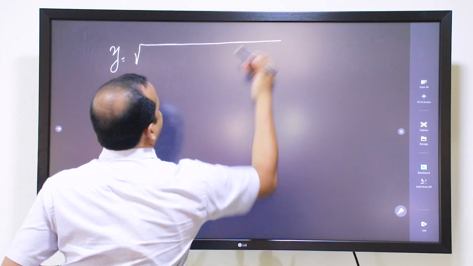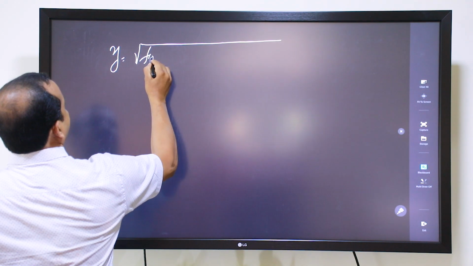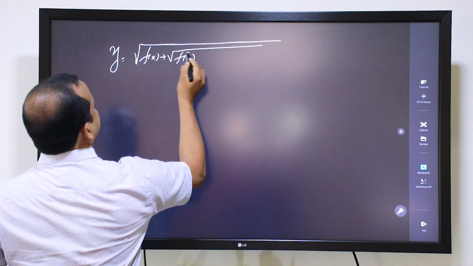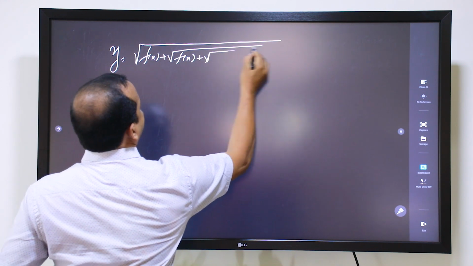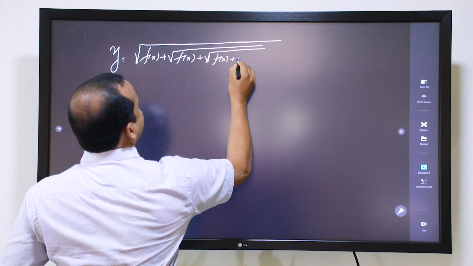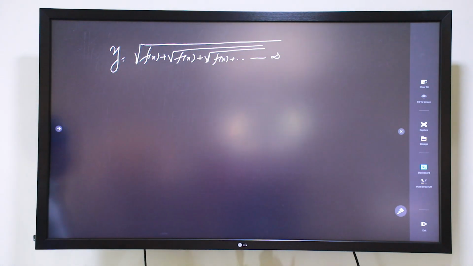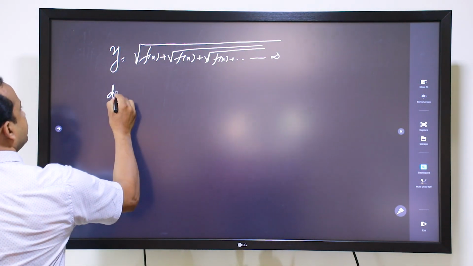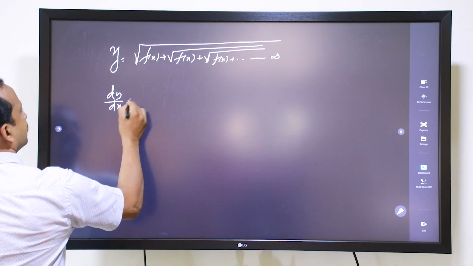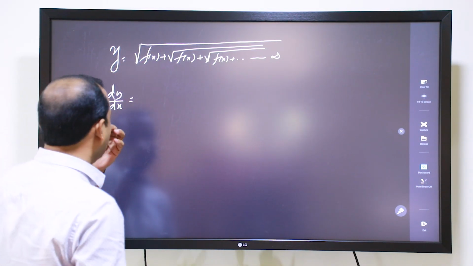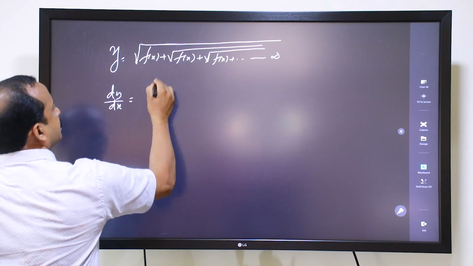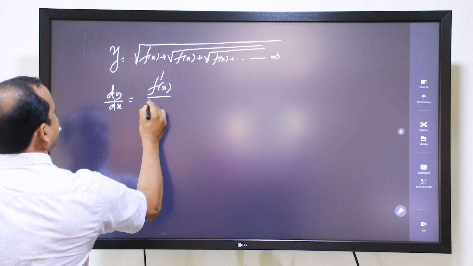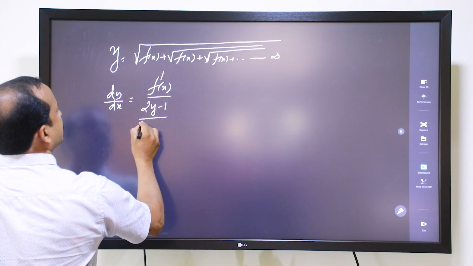That is, a function of the form y is equal to root of f of x plus root of f of x plus root of f of x plus etc. to infinity. In this type of problem, we use a simple technique for finding the derivative. Here, dy by dx is f dash x divided by 2y minus 1. That's all.